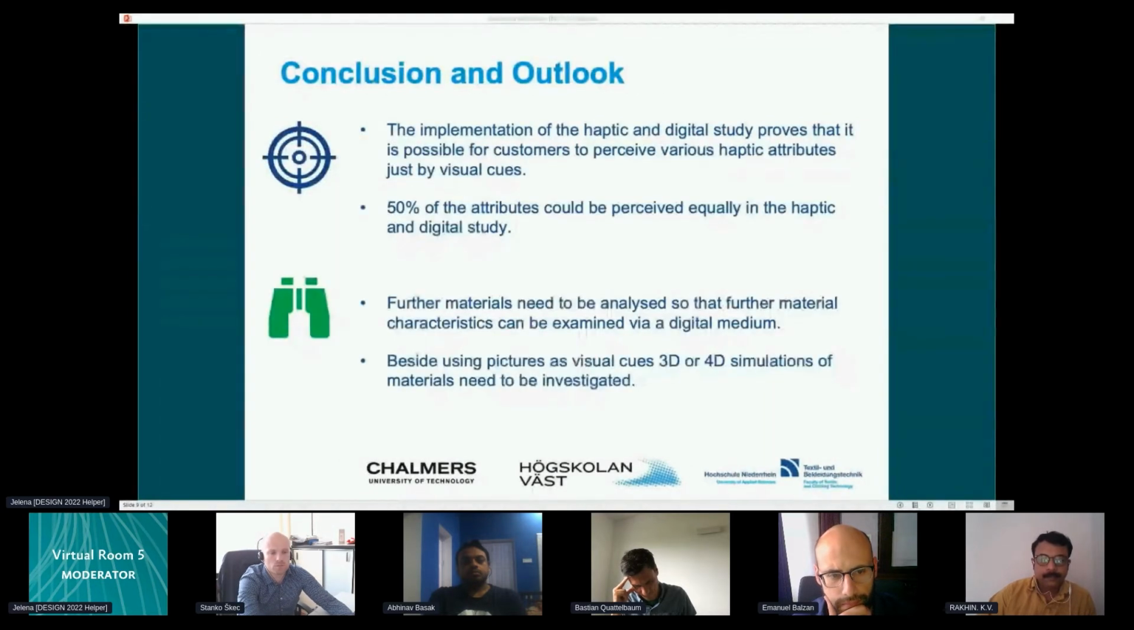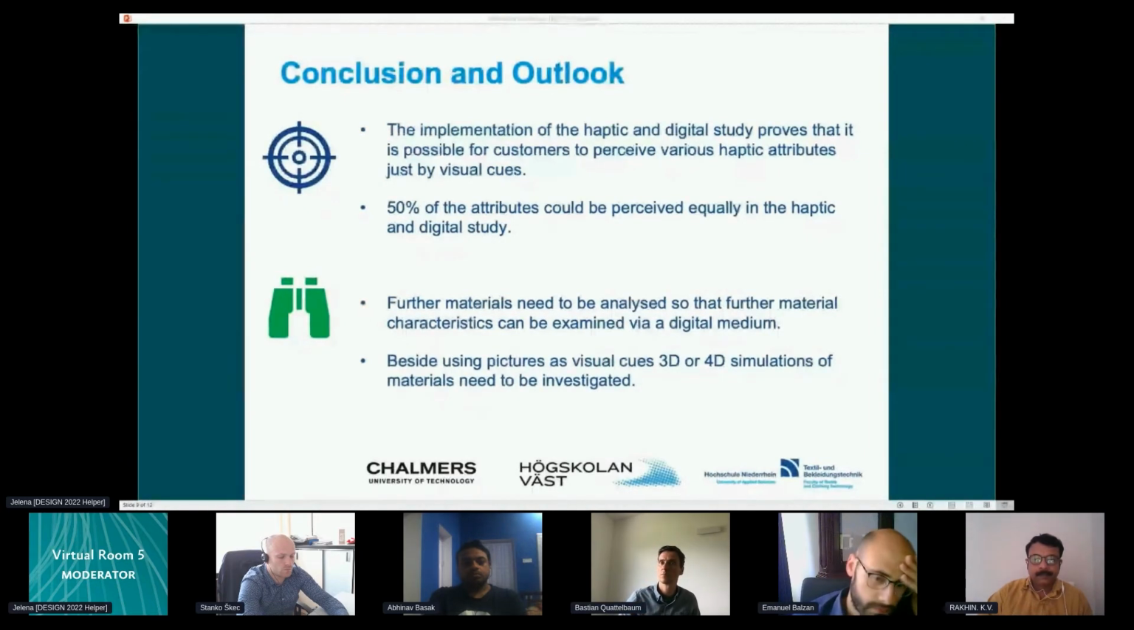As a conclusion, we can say that the implementation of this haptic and digital study proves that it's possible for customers to perceive haptics with just visual cues. We saw that 50% of the attributes could be perceived equally in the haptic and the digital study. Now we have to do more exercises on different materials, get different characteristics, and examine them via digital media. And for comprehensive quality management or a development approach, we think we have to move away from just pictures to investigate, and also into 3D and 4D simulations.